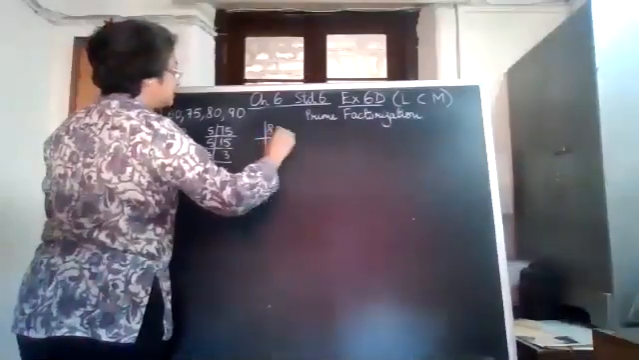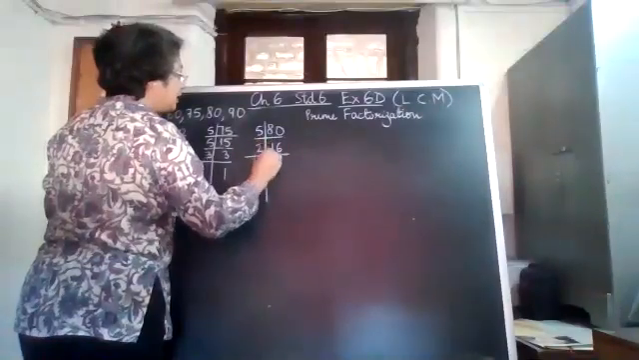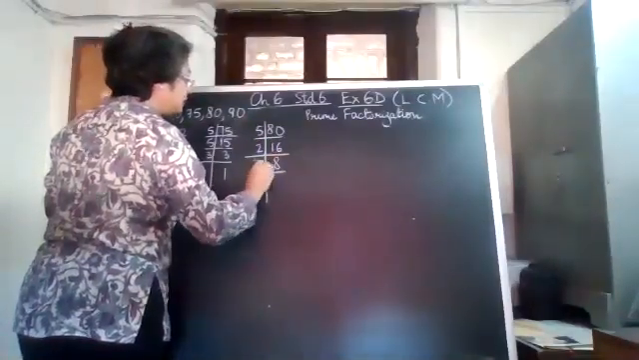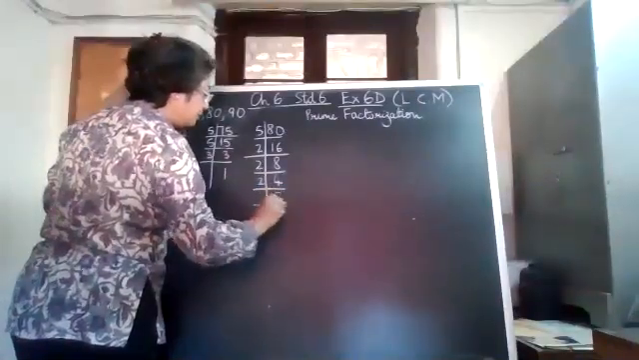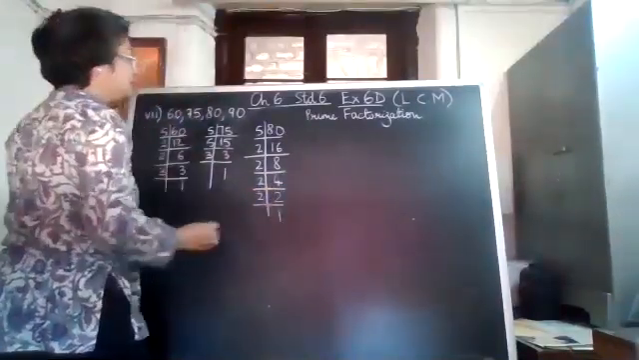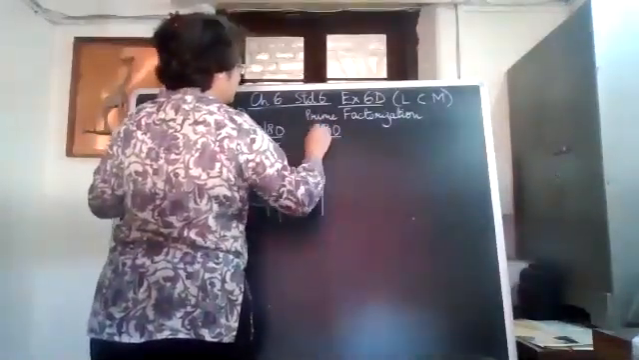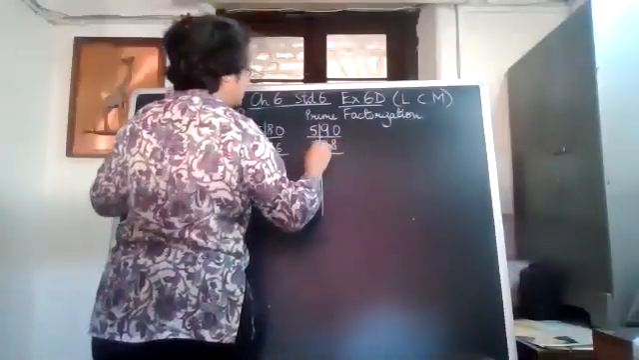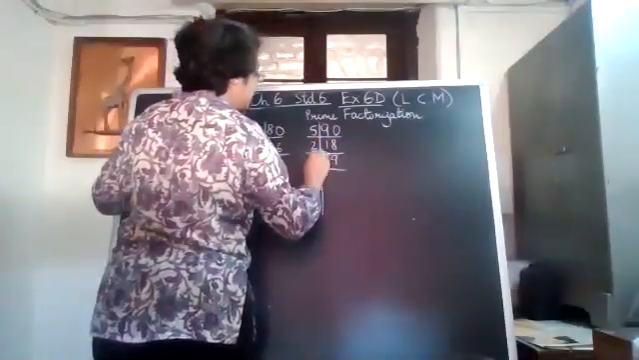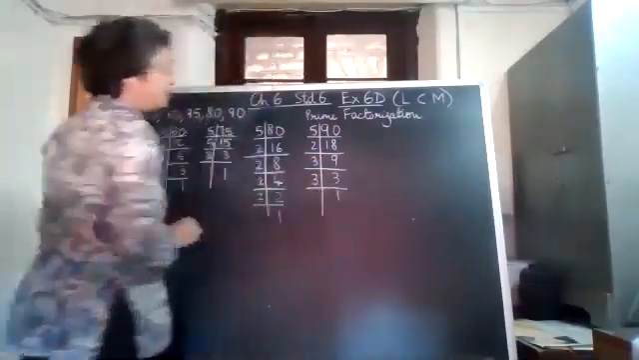80. 5 16s are 80, 2 8s are 16, 2 4s are 8, 2 2s are 4, 2 1s are 2. 90. 5 1s are 5, 5 18s are 90, 2 9s are 18, 3 3s are 9, 3 1s are 3.